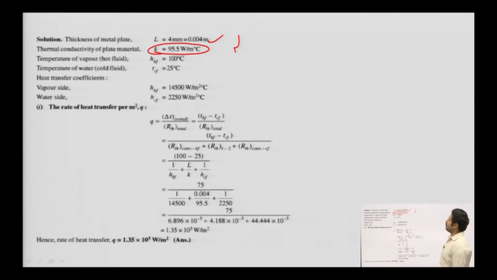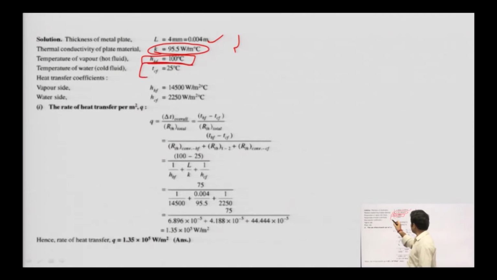The temperature of the vapor, the hot fluid, is also given here. So it is 100 degrees Celsius. The temperature of the water, the cold fluid, is also given here. So you have almost everything.